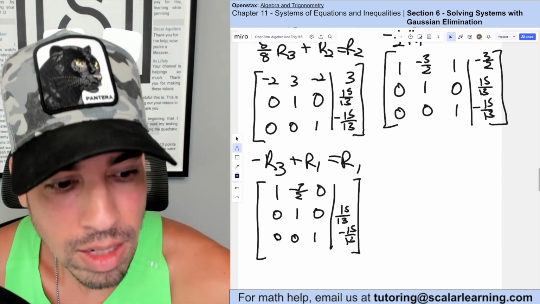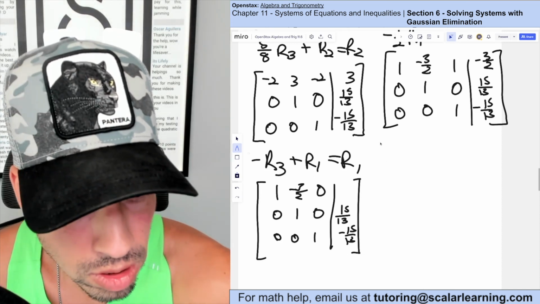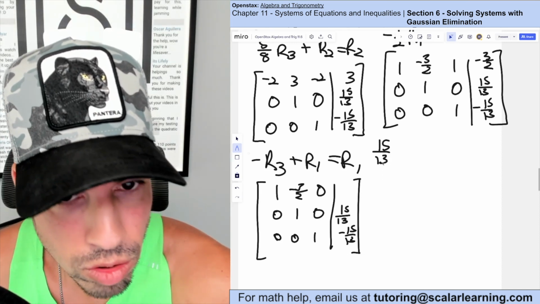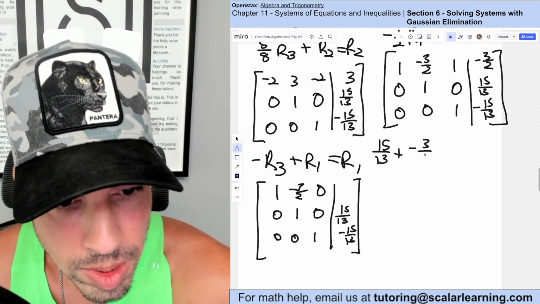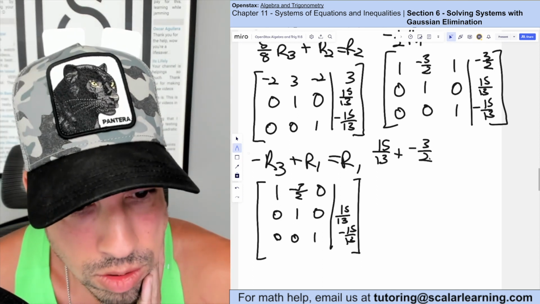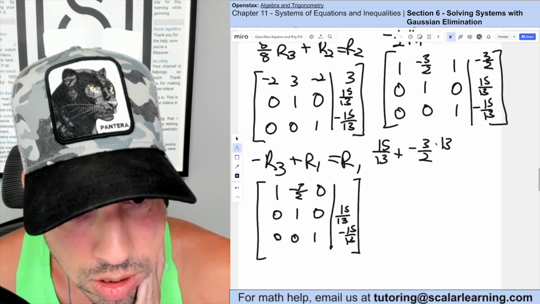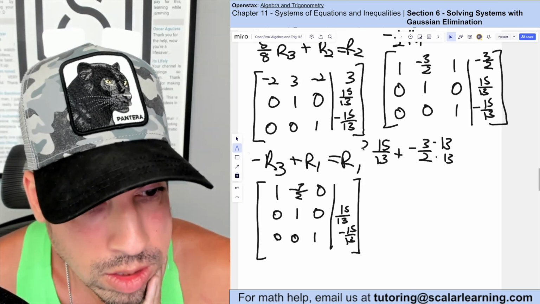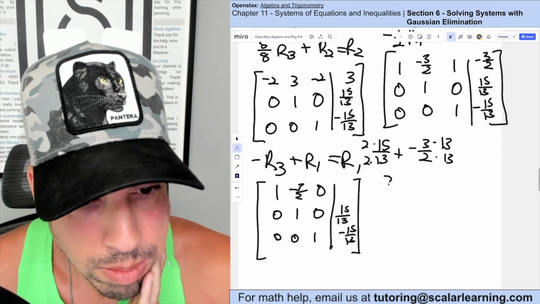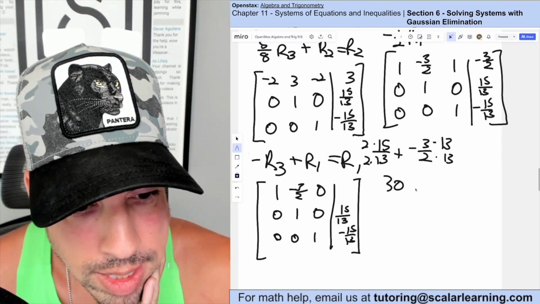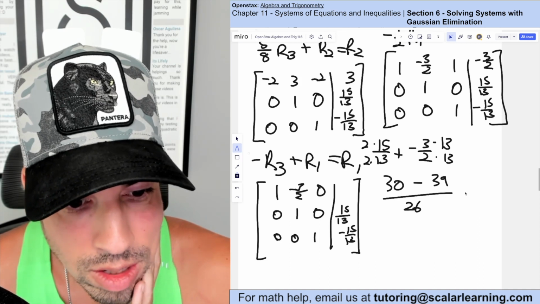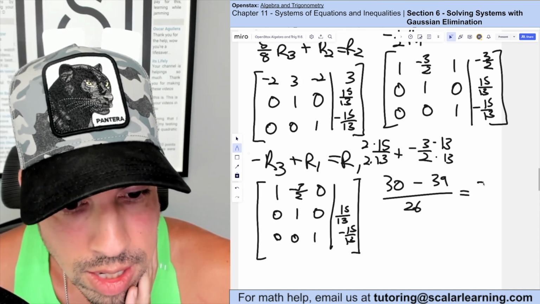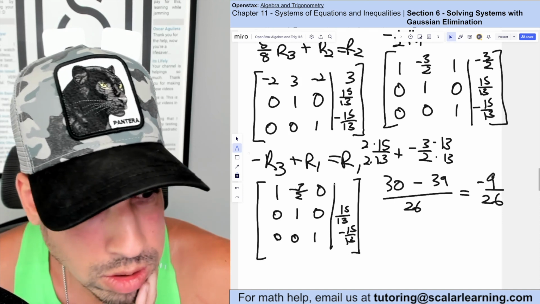And then negative 15/13 is positive 15/13 plus negative 3/2. So let's get common denominators. We could get 26, right? So 13 and 13, and then 2 and 2. So that'd be 30 minus 39 over 26, which is negative 9 over 26. So that goes up here.